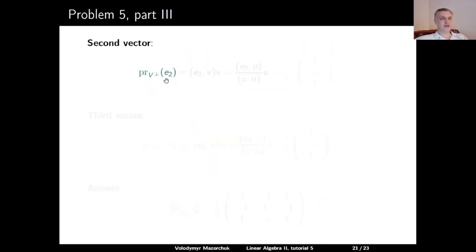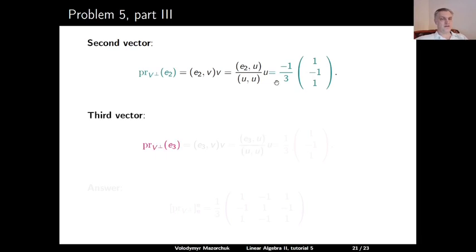Similarly, we compute the projection of E2 on the orthogonal complement. It's V times the scalar product between E2 and V, which is U times the scalar product between E2 and U divided by the scalar product between U and U. So U is 1, minus 1, 1, the denominator is 3, and the numerator is 0 plus minus 1 plus 1, it's minus 1. And for the third vector, this projection is also given by V times the scalar product between E3 and V, which is U times the scalar product between E3 and U divided by the scalar product of U with U, and this is 1, minus 1, 1, with the coefficient 1 divided by 3.